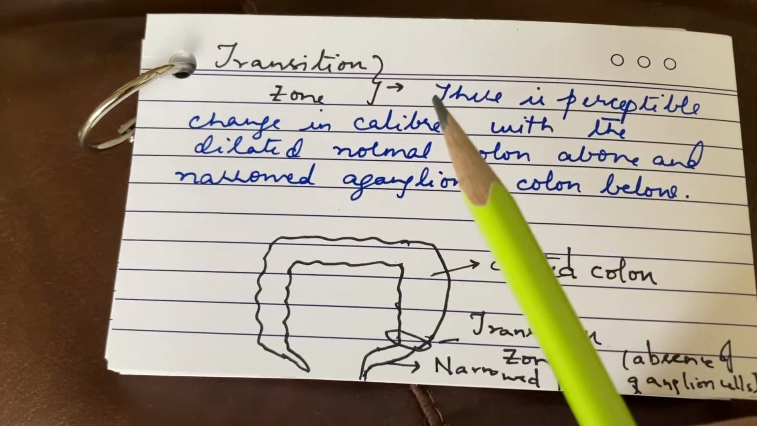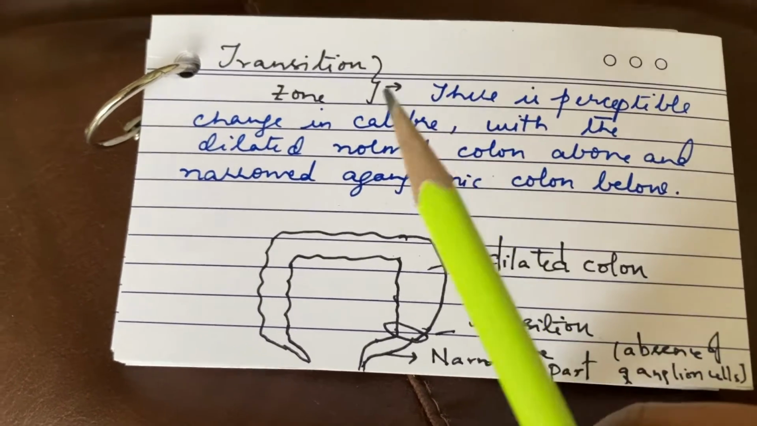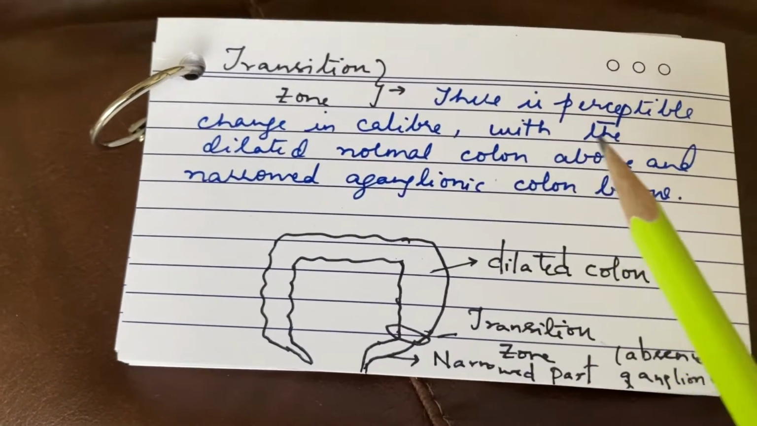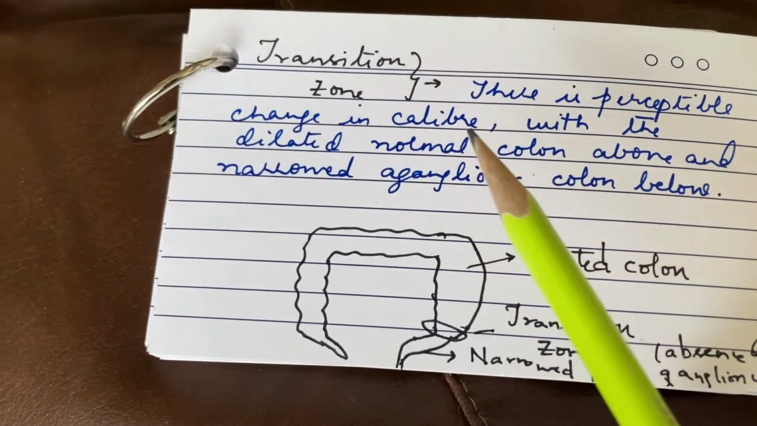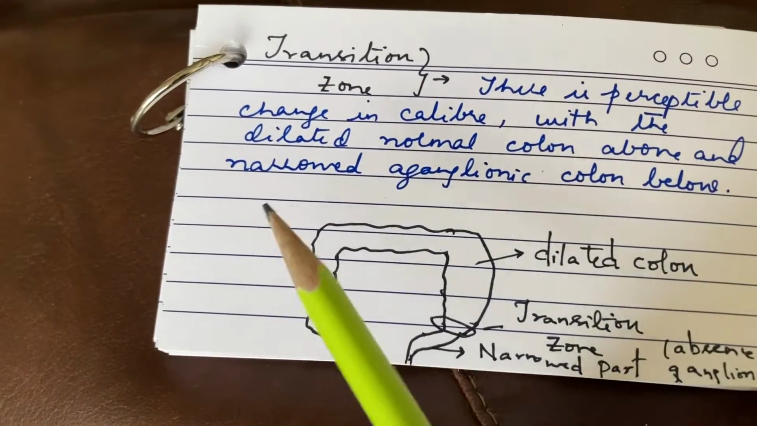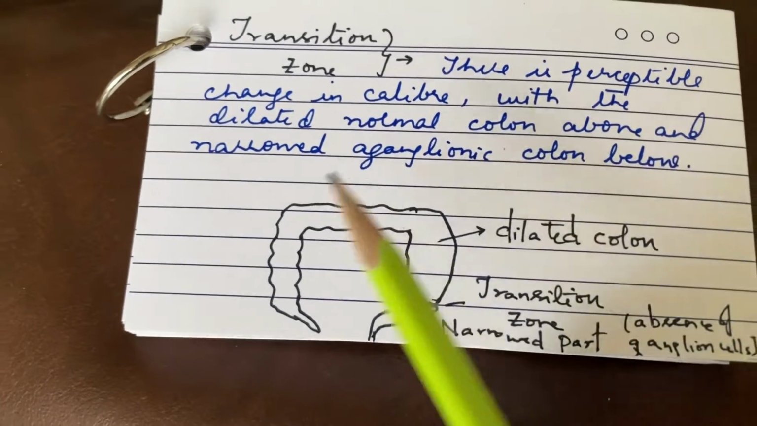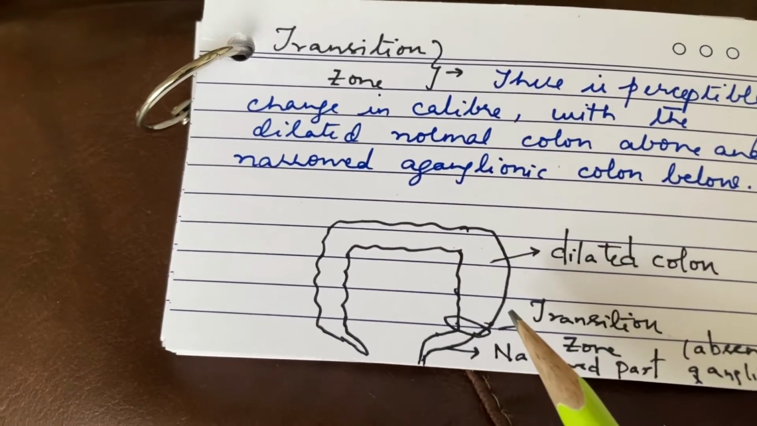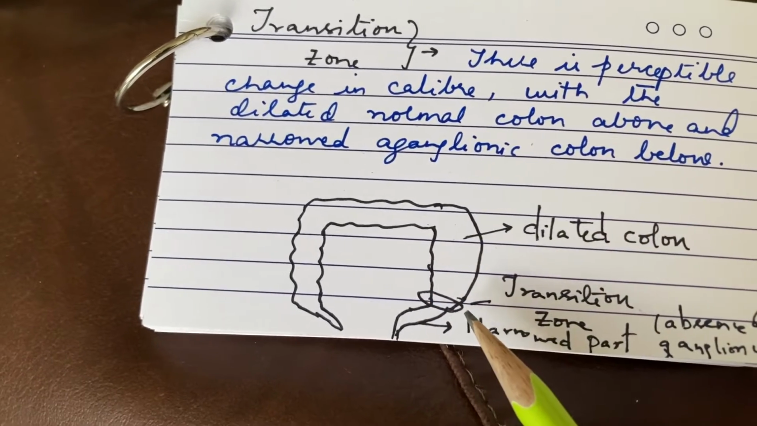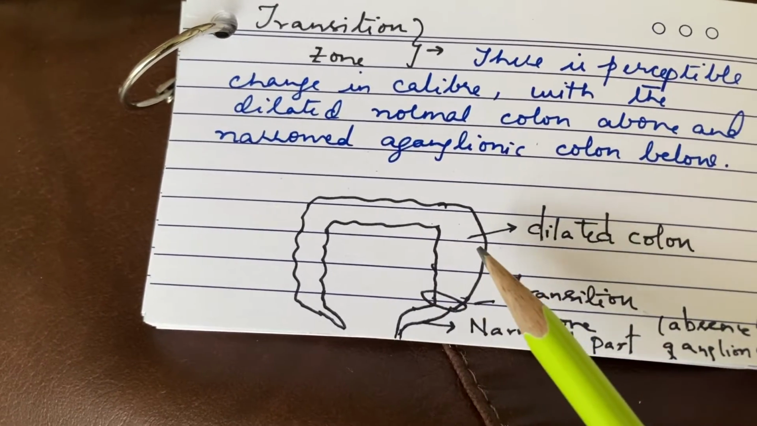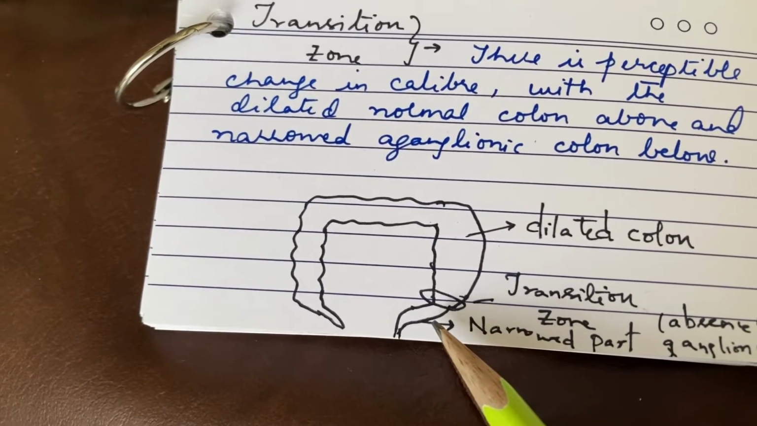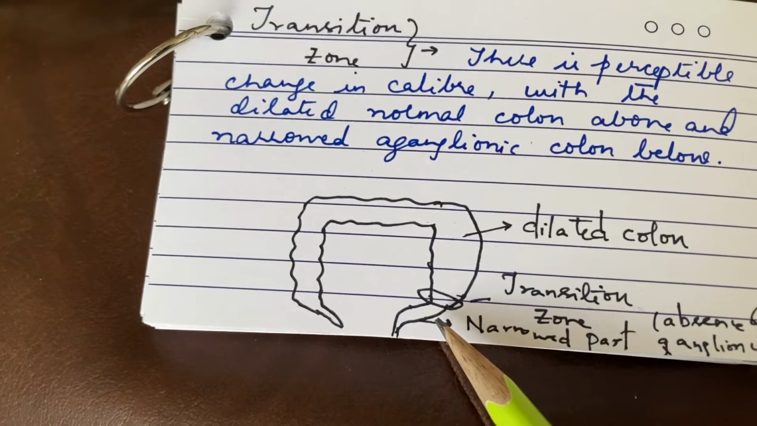Before going to the imaging findings of Hirschsprung disease, we should know some definitions. What is the transition zone? This is the perceptible change in caliber, with a dilated normal colon above and narrowed aganglionic colon below. Mostly in Hirschsprung disease the rectosigmoid region is affected. Here this is the transition zone. Here you can see the perceptible change between the normal dilated colon and the abnormal narrowed part, that is the absence of ganglion cells, that is the aganglionic colon.